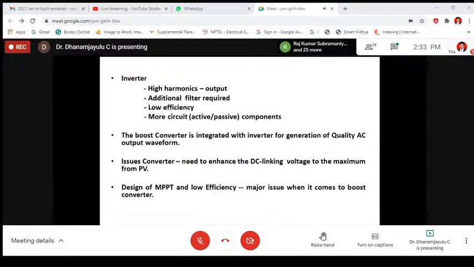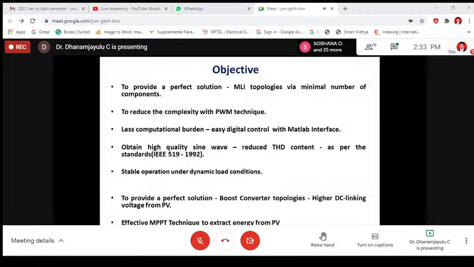The perfect solution for this is to implement multi-level inverter topologies with a minimal number of components to reduce the complexity of the PWM technique. The more circuit components are involved, the more difficult the generation of the PWM technique becomes. We want less computational burden and easy digital control with a MATLAB interface. That means you can propose a dSPACE controller or FPGA control to interface with MATLAB.